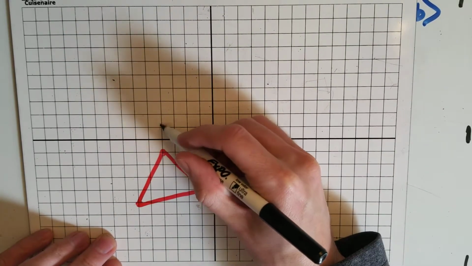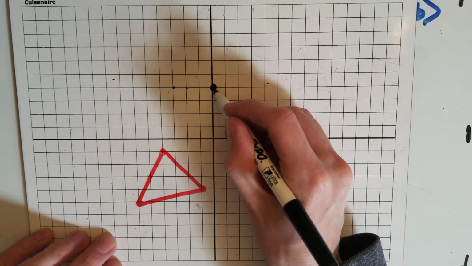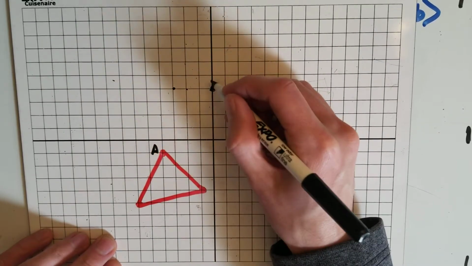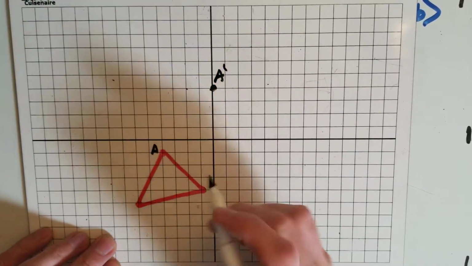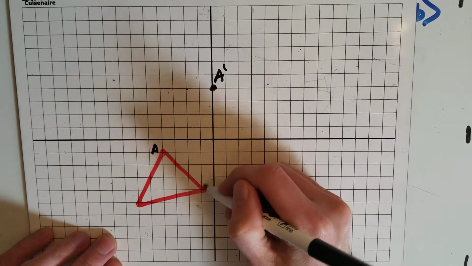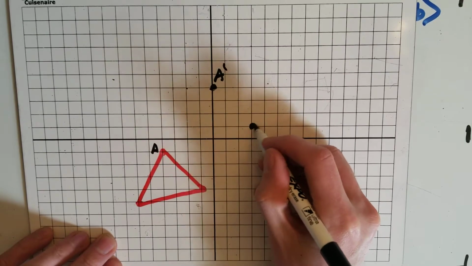So we'll go up 1, 2, 3, 4, 5, to the right by 1, 2, 3, 4. So like this, if we called it A, it would be translated up 5, to the right by 4, to A prime. And every single point on this triangle is going to do the same. So everything's going to go up 1, 2, 3, 4, 5, 1, 2, 3, 4 to the right.